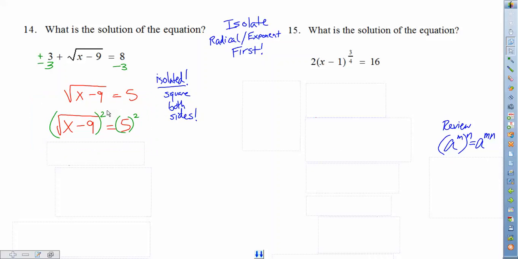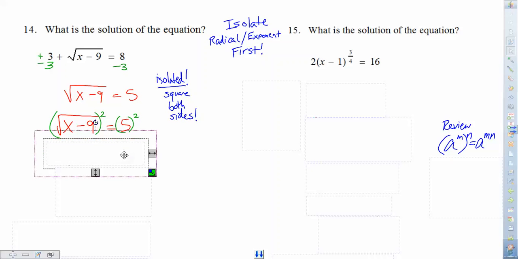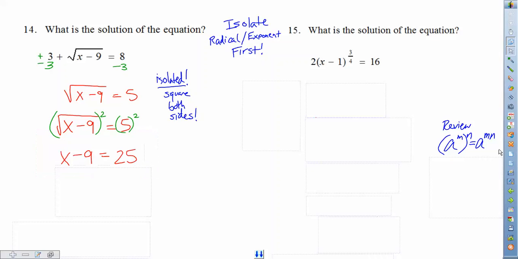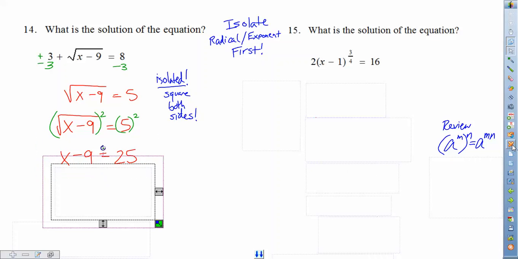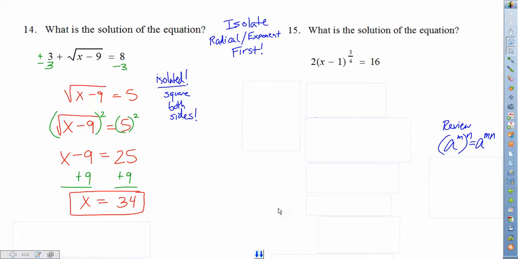The square will undo, and be the inverse operation of, the square root, and then we can square the other side, that 5, and we'd end up with a statement of x minus 9 equals 25. This is a pretty simple problem to solve because now all I have to do is add 9 to both sides, and then we get 34.